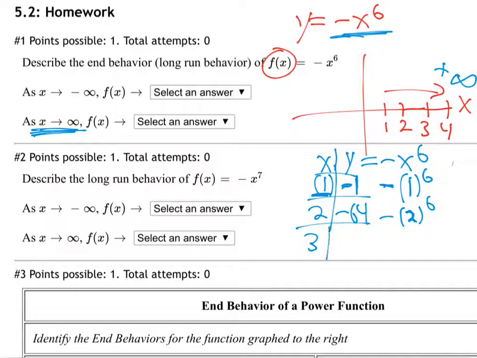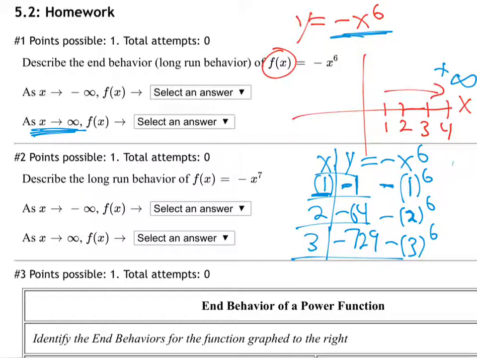I'm just saying, what happens to the numbers as I go to the right? How about if I do 3? That'll be negative 3 to the 6th. 21 something? Somebody got that one? Is it 729? Oh yeah, I'm going too big. You're totally right. Negative 729. Your calculator is telling the truth.